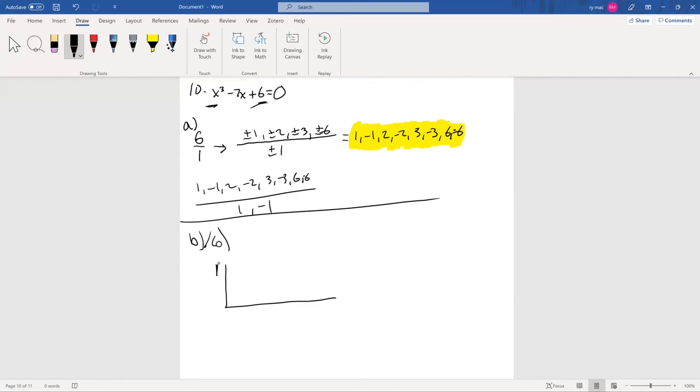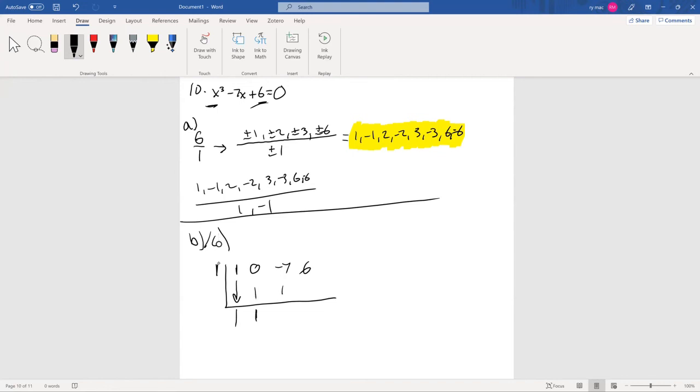Synthetic division with 1. I'm going to write my coefficients. My coefficient for x to the third is 1. I have no x squared, so that has to be 0. The x is -7, and then my last one is 6. Drop down, that gives me a 1. 1 times 1 is 1. 0 plus 1 is 1.